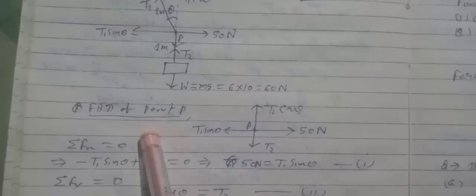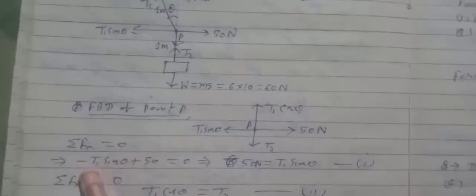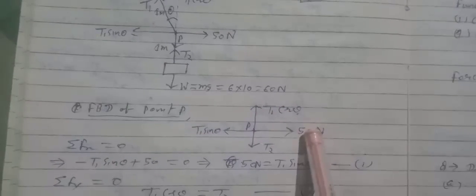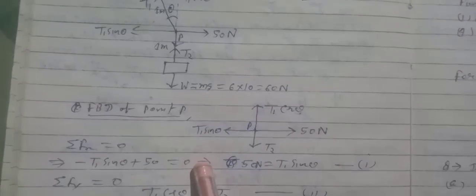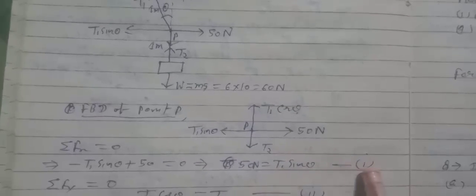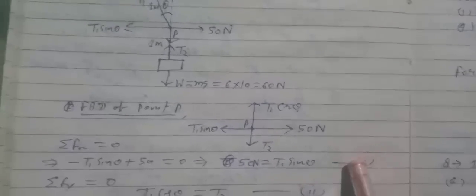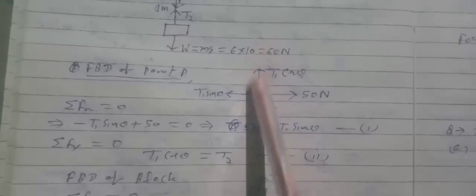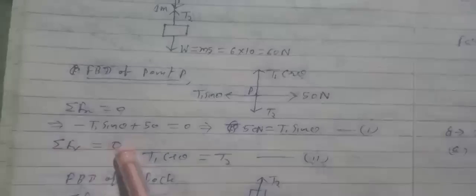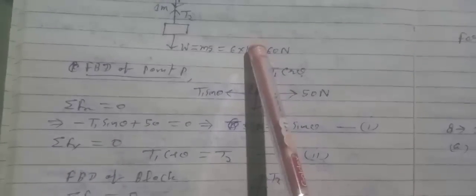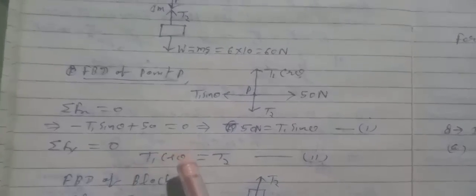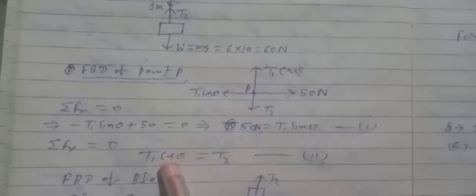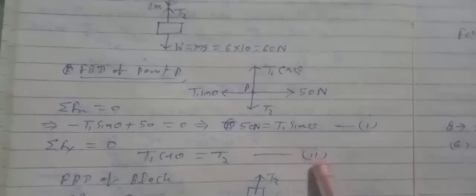Because T1 sin theta is acting in this direction, using sign convention, minus T1 sin theta, and this will be positive, plus 50 equals 0, or 50 Newton equals T1 sin theta, equation 1. Again, sigma Fy, that is, the sum of all forces acting along this direction must be 0. So sigma Fy equals 0. Now this will be positive and this will be negative. So T1 cos theta minus T2 equals 0. This gives T1 cos theta equals T2, equation 2.